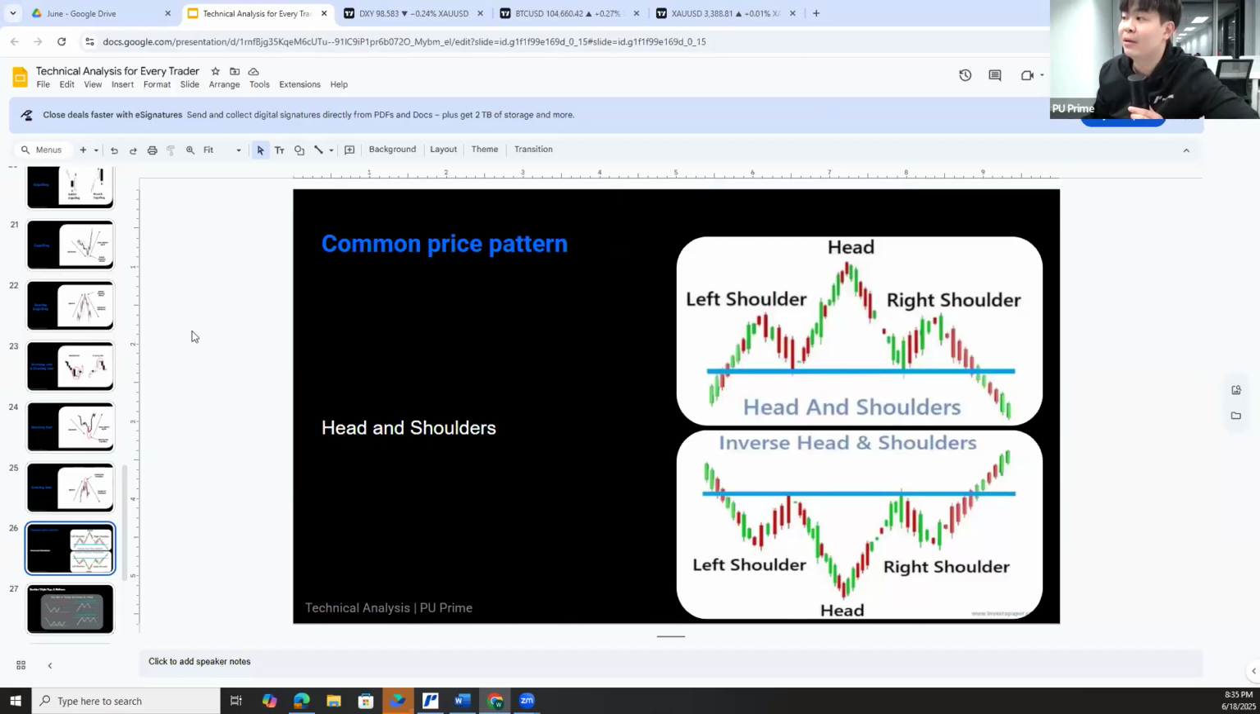When a head and shoulders is formed, and then the asset breaks below the support level, sometimes it will drop. And we also have the inverse head and shoulders: the left shoulder is very short, the head is very low, and the right shoulder is very short. And that is a simple head and shoulders signal.